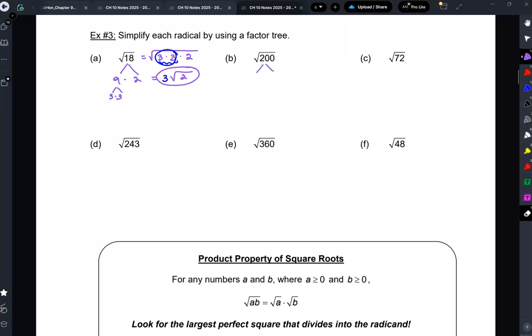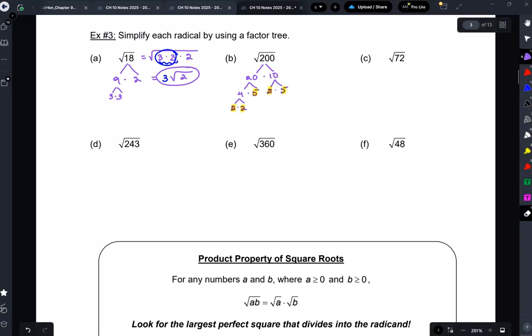So look at the 200. 200 is 20 times 10. 20 is 4 times 5. 4 is 2 times 2. Now look at the 10. The 10, I have to do it too. 2 times 5. So now, for each branch, look at the very last number on each branch. Right? Can any of them be simplified? They should all be prime.